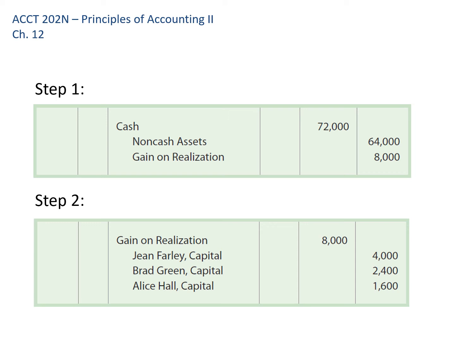Step 1 might be 6 different transactions that all accomplish that same thing if we sell assets at different points. And then we take that gain on realization of $8,000 and we allocate it to the partners' accounts. Again, that's done based on their income sharing scheme, whatever that is.